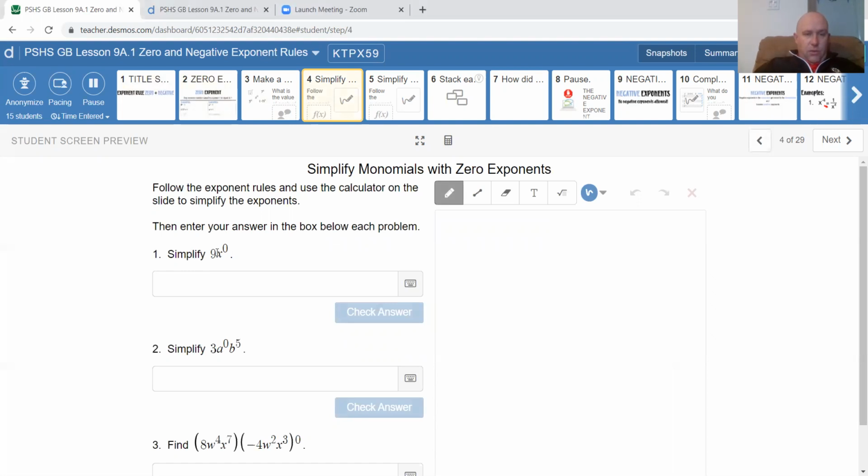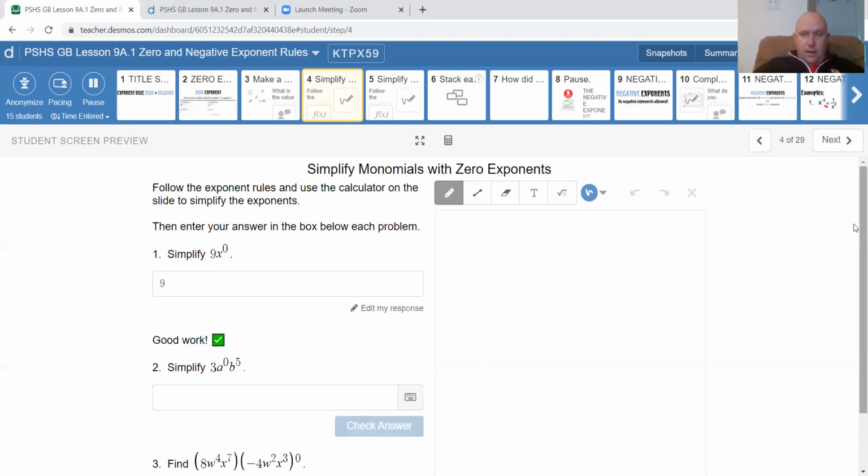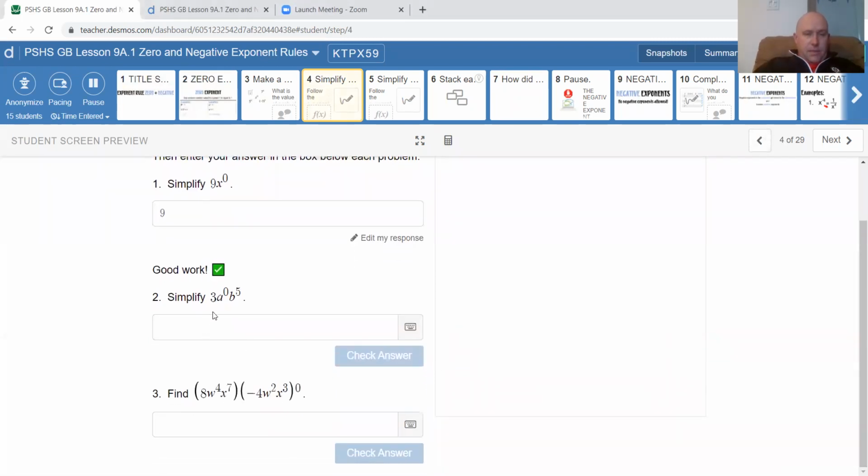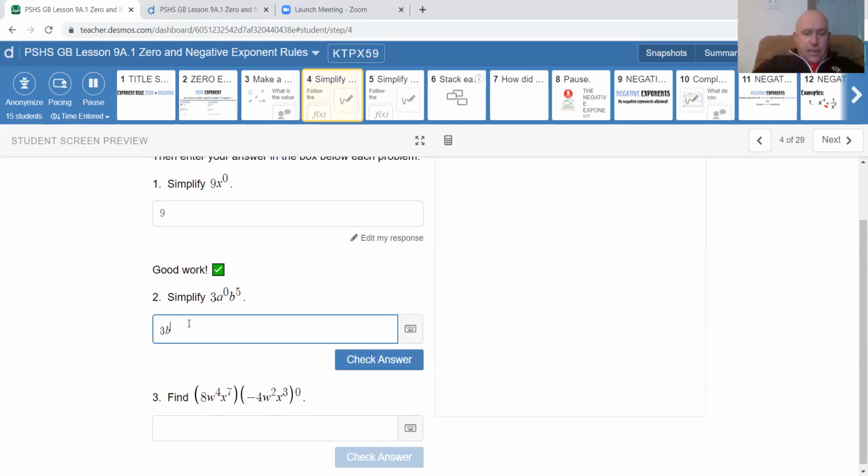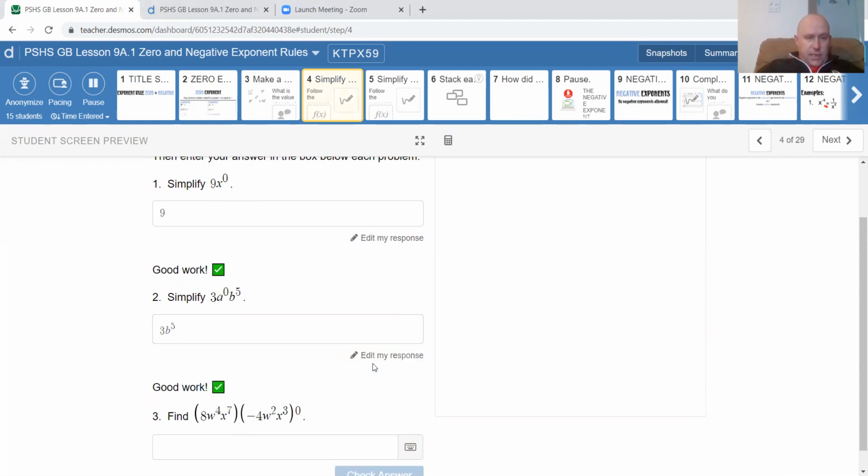Now, as we start applying that to questions, as we know that x to the 0 is 1, and I can see that it's next to a 9, that means that I'm doing 9 times 1, which would just be 9. I do the same thing here, I see the 0 exponent, which I know is 1. 3 times 1 would just be 3, and then it would just be b to the 5. So essentially, it's almost like the x to the 0 cancels out. With it being 1, when you times by 1, that doesn't do anything. So it's almost like you can cross it out. Check answer there. There we go.